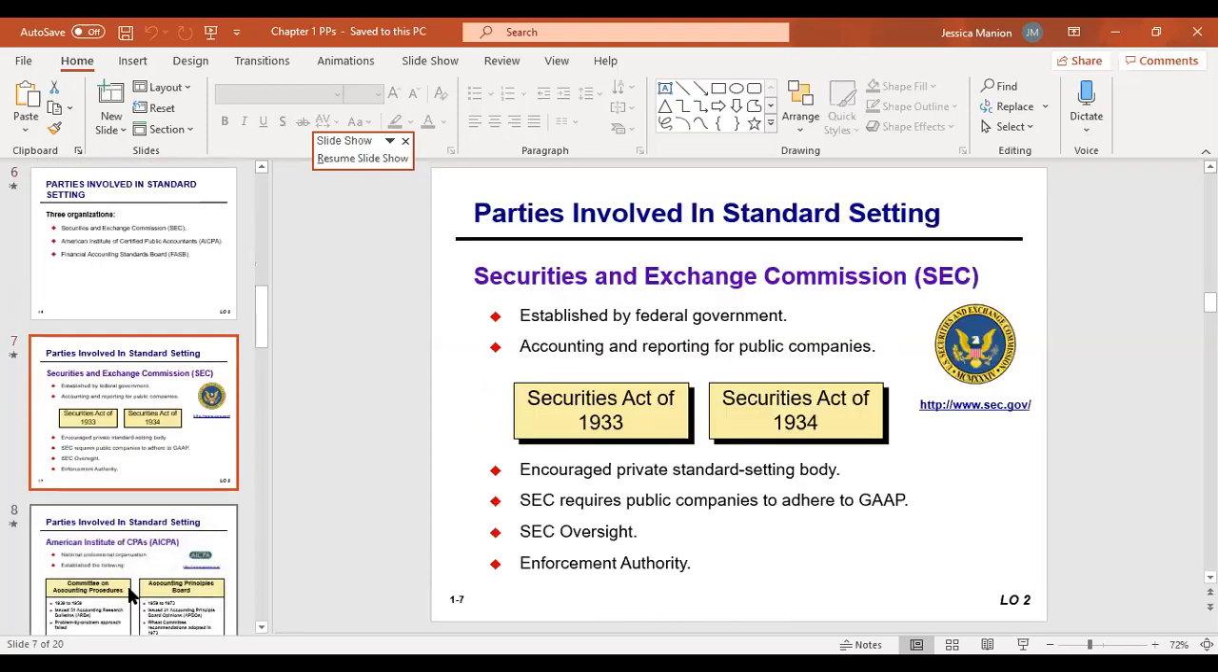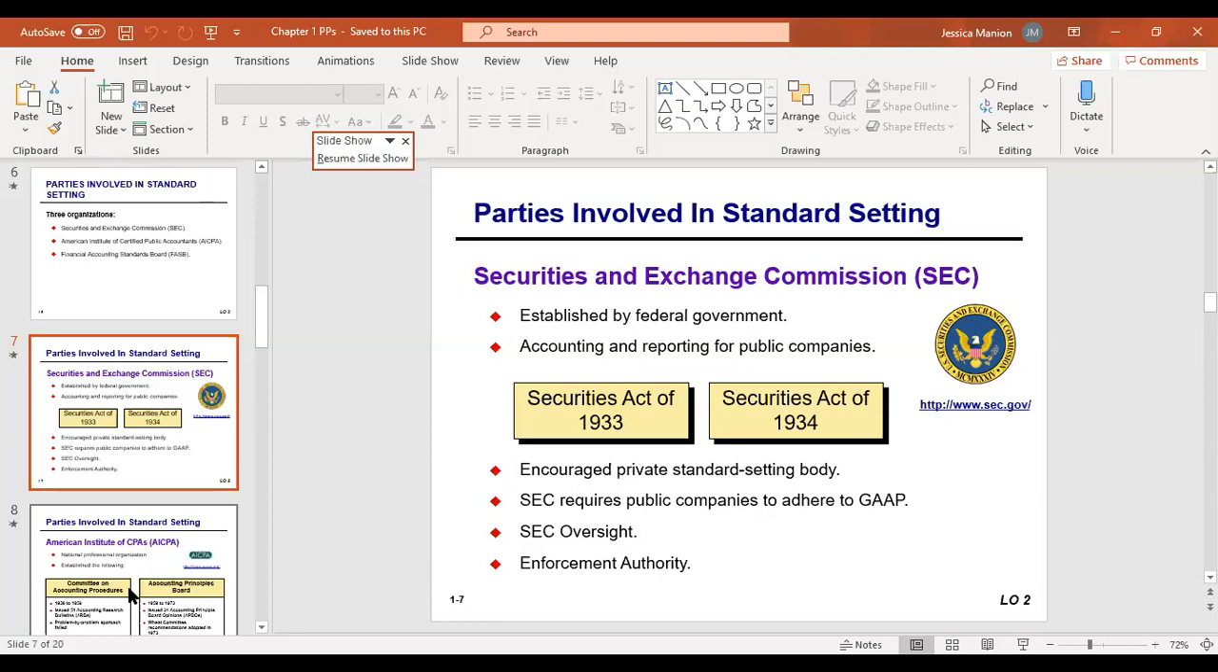So, Securities and Exchange Commission. The Securities and Exchange Commission was established after 1929, after the stock market crash, so that the government had a way to better regulate the financial workings of companies, right? So established by the federal government. And it has a hand in the accounting and reporting for public companies, because if a company is publicly traded, they are required to be listed with this Securities and Exchange Commission, and they're required to submit their audited financial statements to the Securities and Exchange Commission on a quarterly and an annual basis, whereas a privately held company is not, right? So the Securities and Exchange Commission deals with reporting for public companies, right?